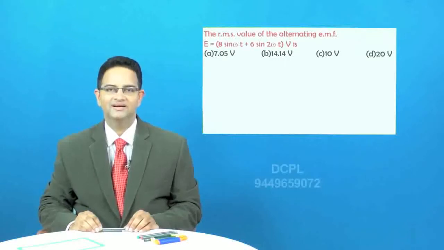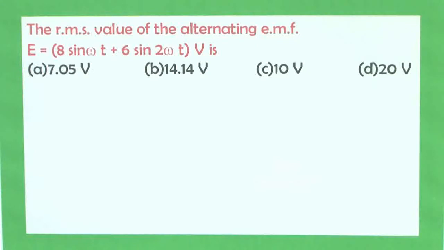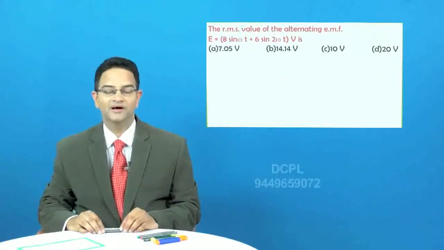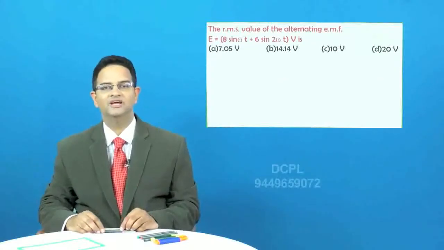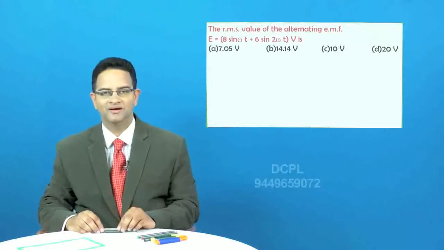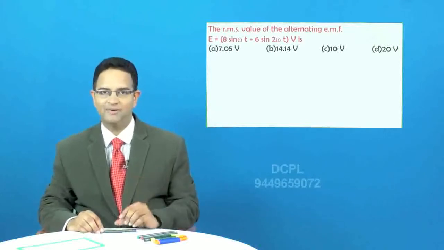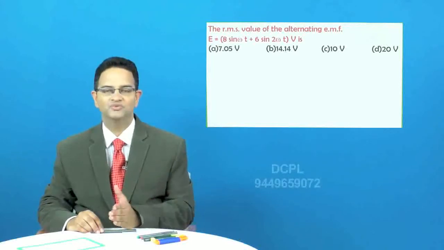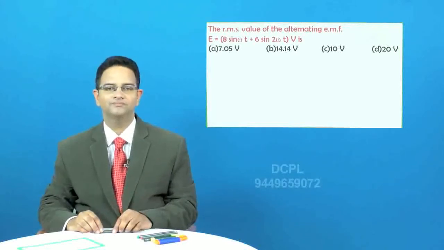Dear students, let us now look at another interesting question from this topic on alternating currents. The RMS value of the alternating EMF E is equal to 8 sin omega t plus 6 sin 2 omega t volts is. Now usually you are very clear with how to find the RMS value, dear students. If I have an equation E is equal to E naught sin omega t, you know that E naught is the peak value and RMS value of which would be E naught by root 2.